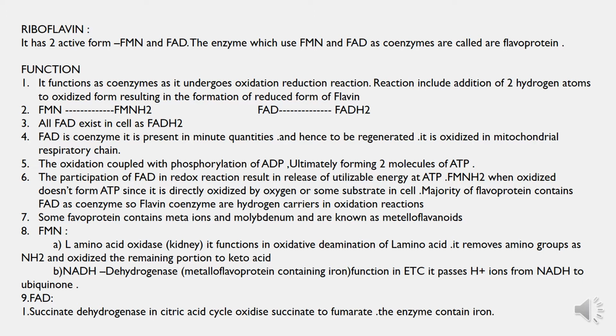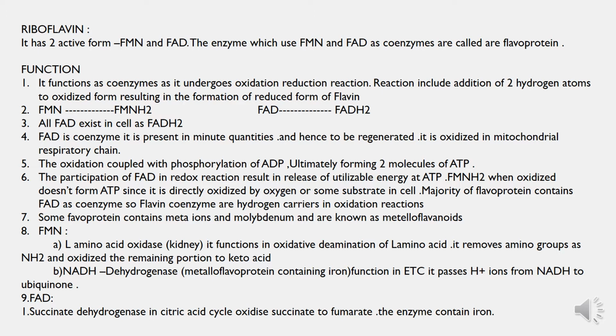All FAD exists in the cell as FADH2. FAD is a coenzyme. It is present in minute quantities and hence has to be regenerated. It is oxidized in the mitochondrial respiratory chain. The oxidation is coupled with phosphorylation of ADP, ultimately forming two molecules of ATP, and the participation of FAD in redox reactions results in the release of utilizable energy as ATP.